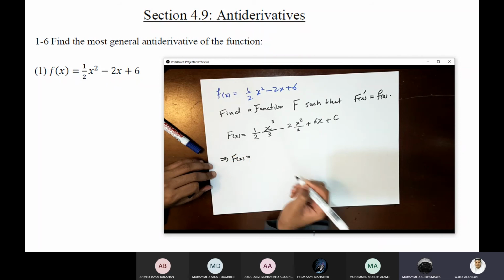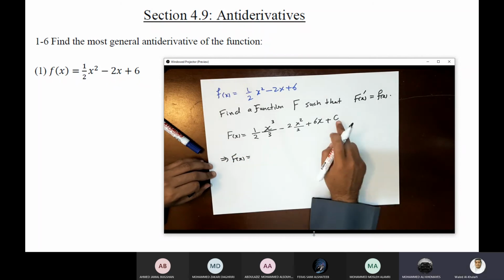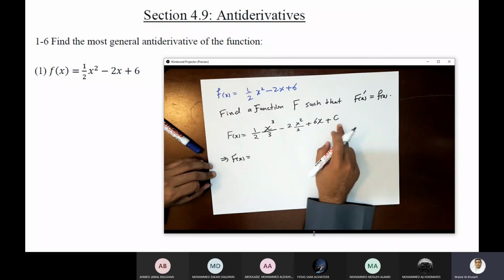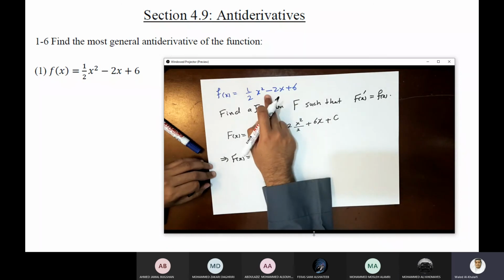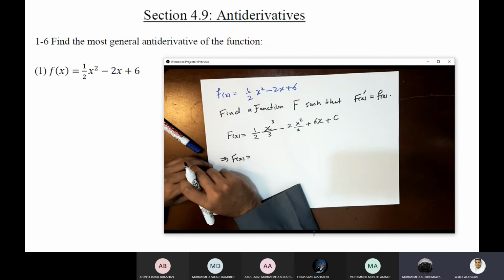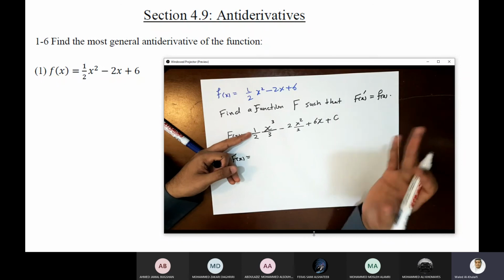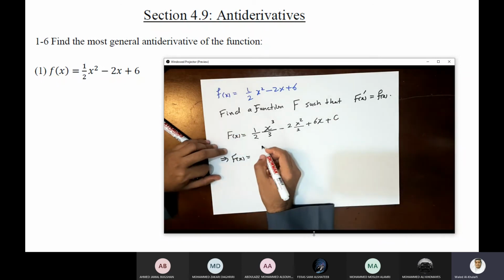Do we have to always put C when we find the antiderivative? Yeah. You have to put C because you're not talking about one function. You are talking about a set of functions that will solve this. We think of this as a set of functions, so C can be 1, 2, 3, negative, fractions, whatever. So that's why we include everything.